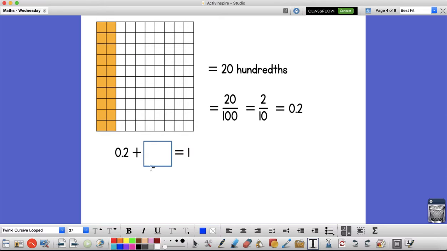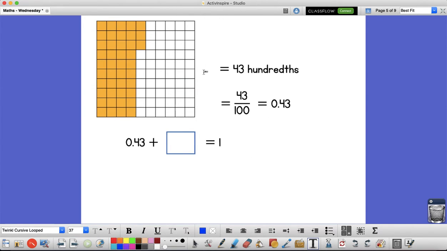So we need to think about now how we get to 1 from 0.2. Using the 100 square, you can see that if you've got 2 columns coloured in, we have 8 columns left. So 8 columns means that we have got 8/10 left, 8 out of 10. And as a decimal, you know that that equals 0.8. So 0.2 add 0.8 equals 1.